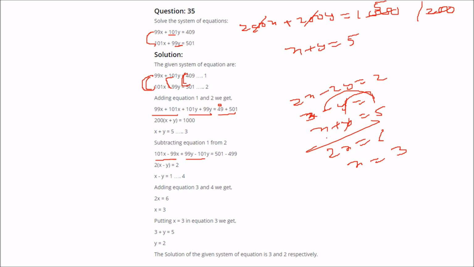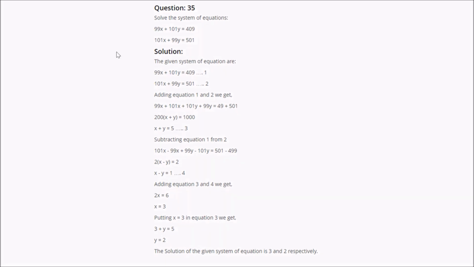You can put it here also. X is 3. What will be added to 3 so that you can get 5? It has to be 2. So y is equal to 2. This is the solution, right?